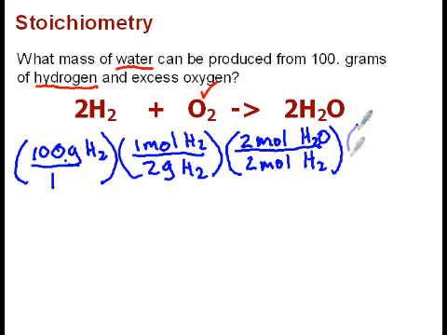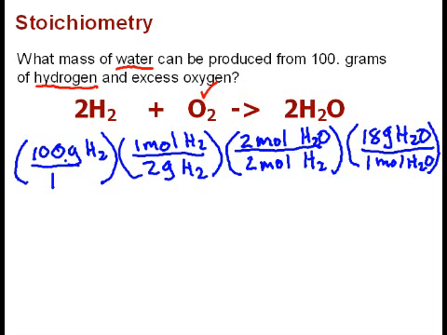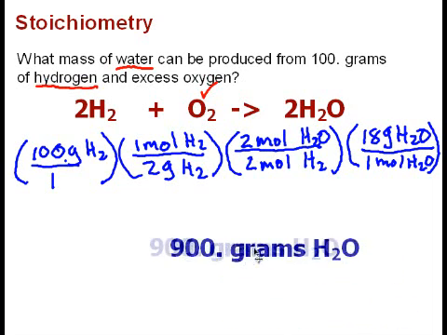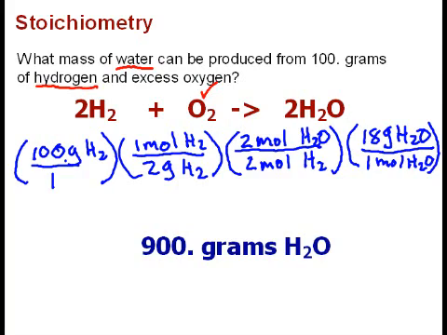The last step, I convert back into grams by multiplying by the molar mass. It's no longer H2 that I'm dealing with, so I'm working with H2O. So that's 18 grams of H2O for every 1 mole of H2O. At this point, I'll pull out the calculator and solve it and get 900 grams of H2O. That's it.